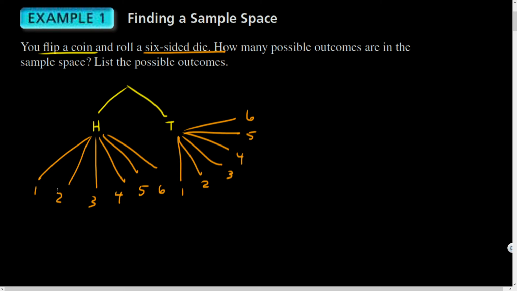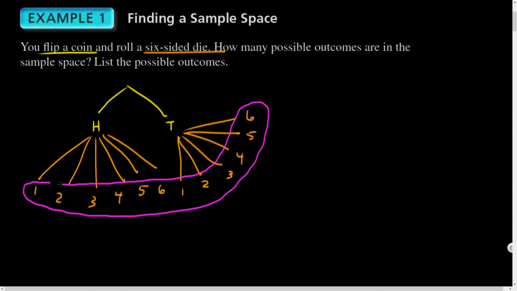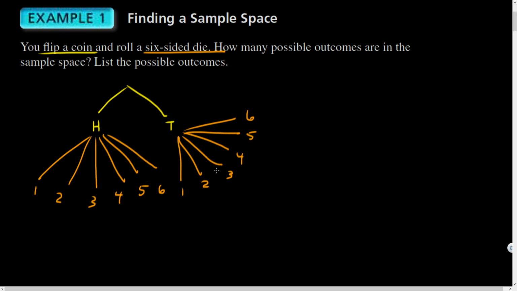If I want to know the total possible sample space, it would be done by counting all of these, of which the possible outcomes are represented by any path along this tree. So I could get heads and then a 3. I could get tails and then a 1. And then the total sample space is 12 total things occurring.